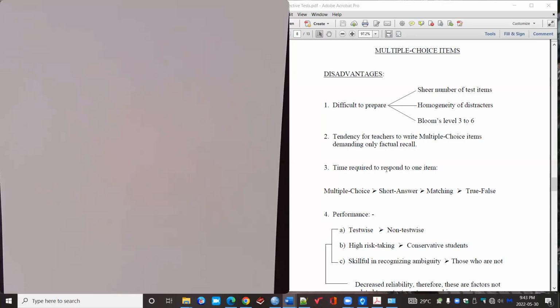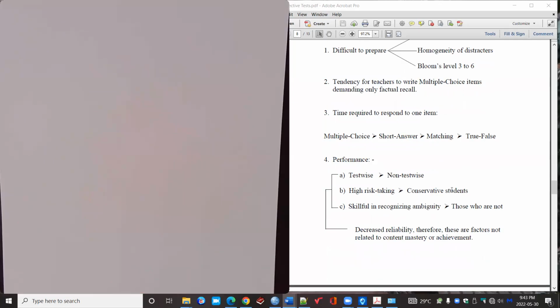Next, the time required to respond to one item. Among all the objective tests, multiple choice takes more time, then short answer, then matching, then true false. In general, this is true.